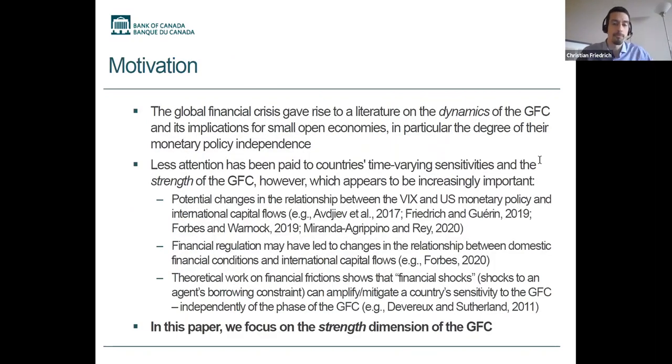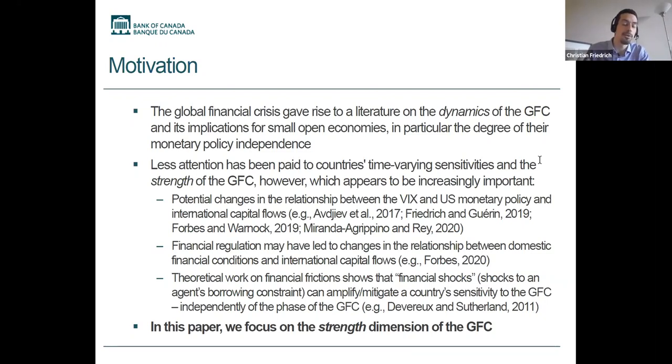So let me motivate why we really distinguish between these concepts and why it's important to look at the strength of the global financial cycle. So the global financial crisis gave rise to literature, especially with a focus on the dynamics of the global financial cycle, then its implication for small open economies, and as the previous speaker mentioned, the degree of monetary policy independence. However, overall, there has been much less attention paid to countries' time-varying sensitivities or the strength of the global financial cycle. But there are a number of trends or recent developments that actually show that this is an important concept.